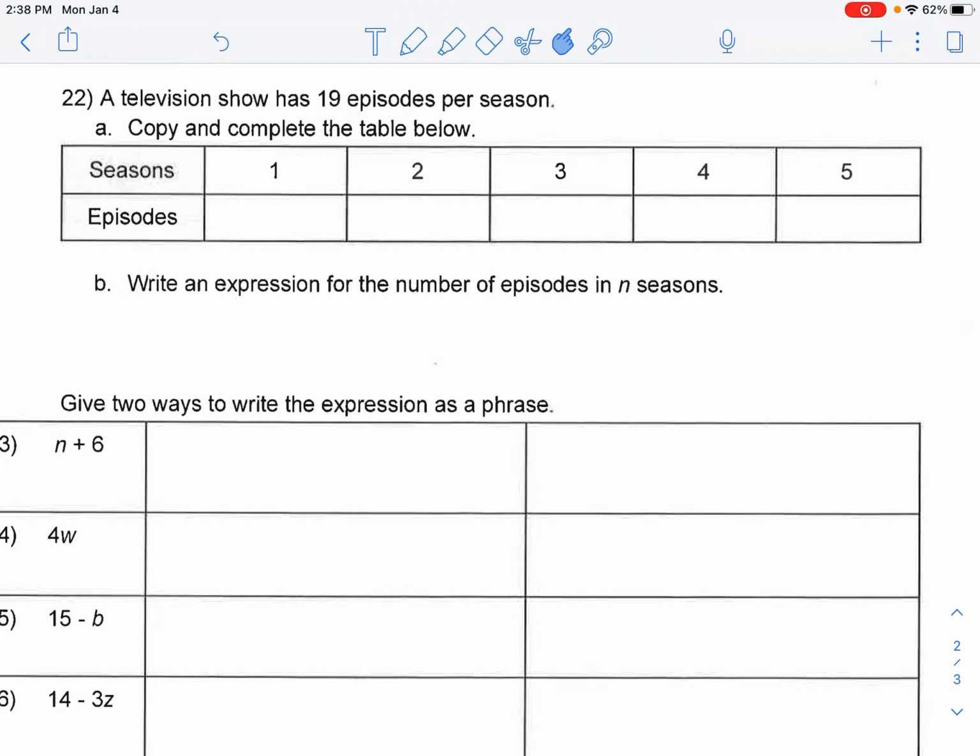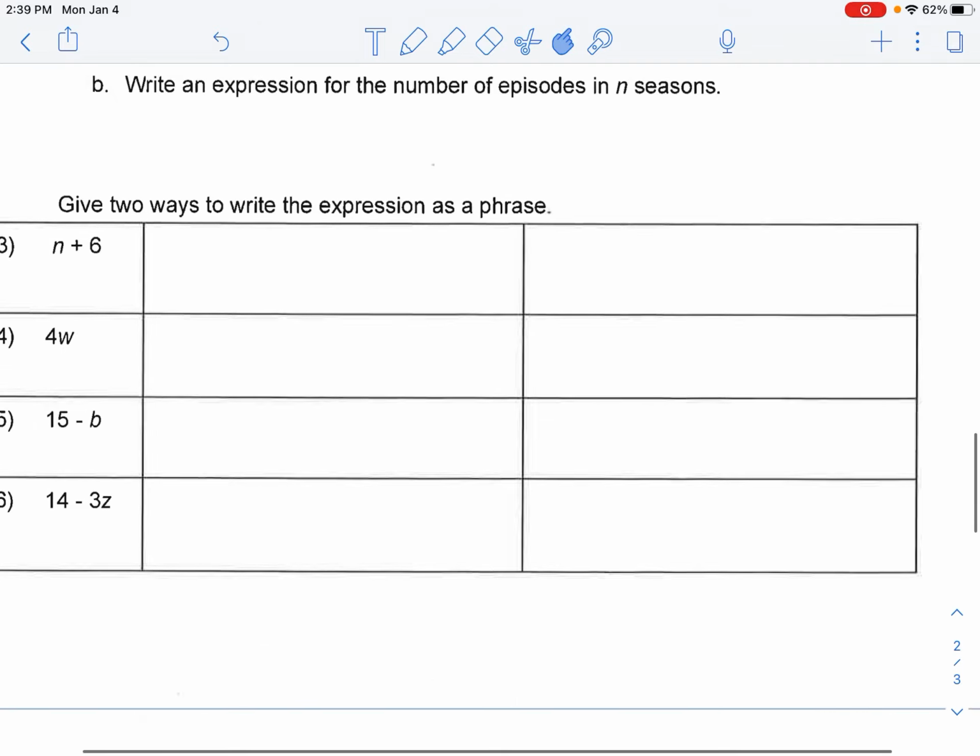Number 22, a television show has 19 episodes per season. Copy and complete the table below. Well, 19 episodes per season. So season 1 has 19 episodes. Season 2 also has 19. Well, if there were 19 episodes in season 1, at the end of season 2, 19 times 2 is 38. So now you would have 38 episodes. So for 3 seasons, you would do 19 times 3. After 4 seasons would be 19 times 4, etc.